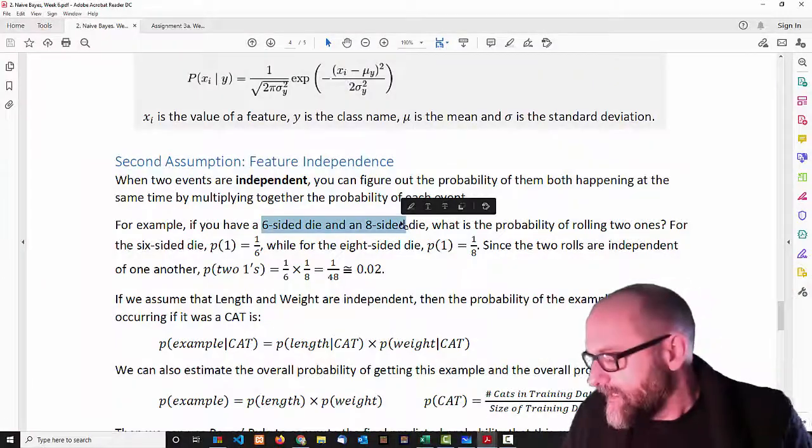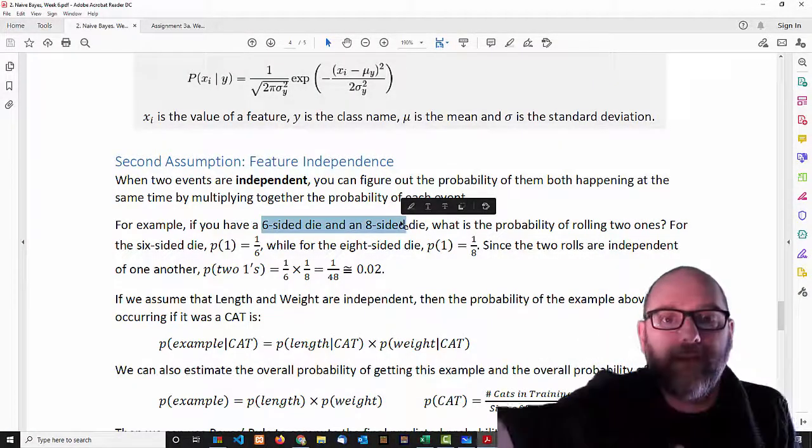So what are the probabilities that that would happen? Well, in this case, we know that those two events are independent.